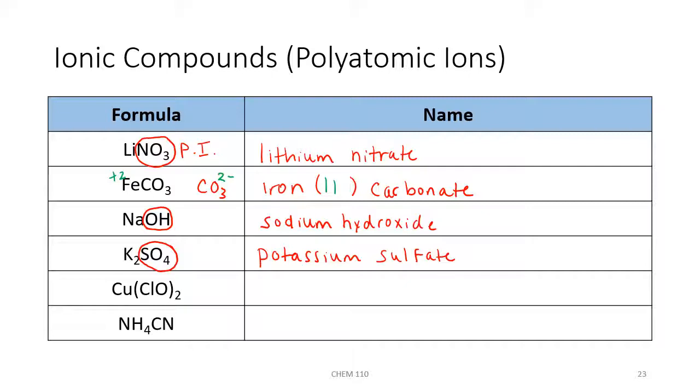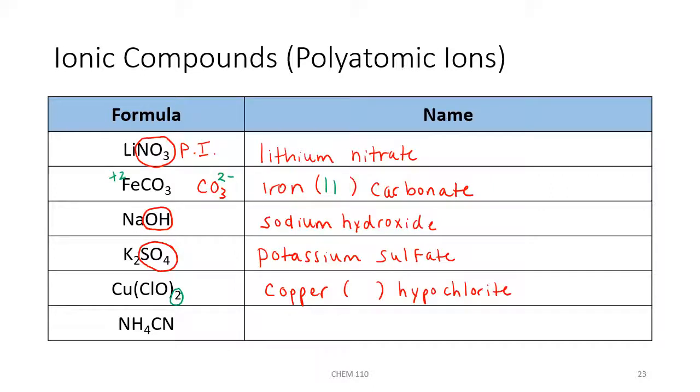Cu(ClO)2, and notice we have a 2 on the outside of our polyatomic ion. So the copper is our metal, and it's a transition metal. We're going to have to figure out that charge. ClO, that's one of our polyatomic ions. That's called hypochlorite.